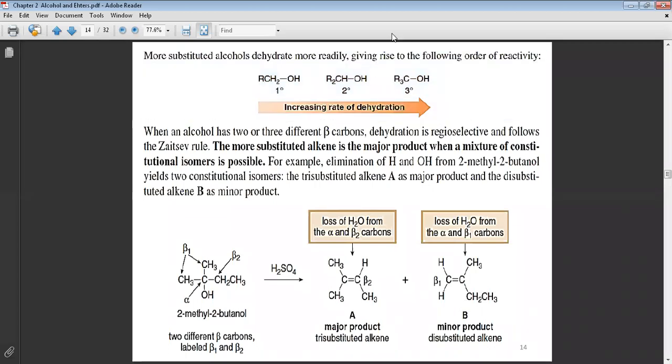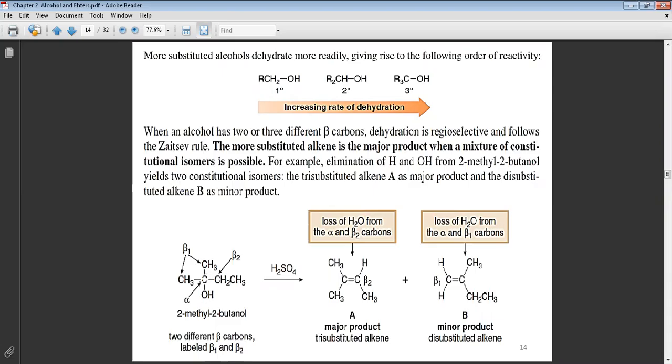Now, important: I will give you the reason and then the mechanism. When an alcohol has 2 or 3 different beta carbons, dehydration is regioselective and follows the Zaitsev rule. If you remember from alkenes, the more substituted alkene is the major product when a mixture of constitutional isomers is possible. Now look, we have a hydroxyl bonded to the carbon, the alpha carbon. How many beta carbons do we have? CH3 and CH2CH3.